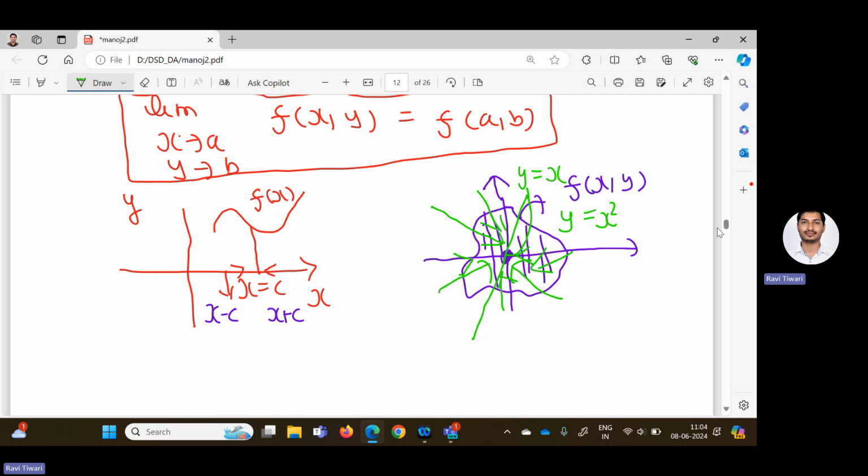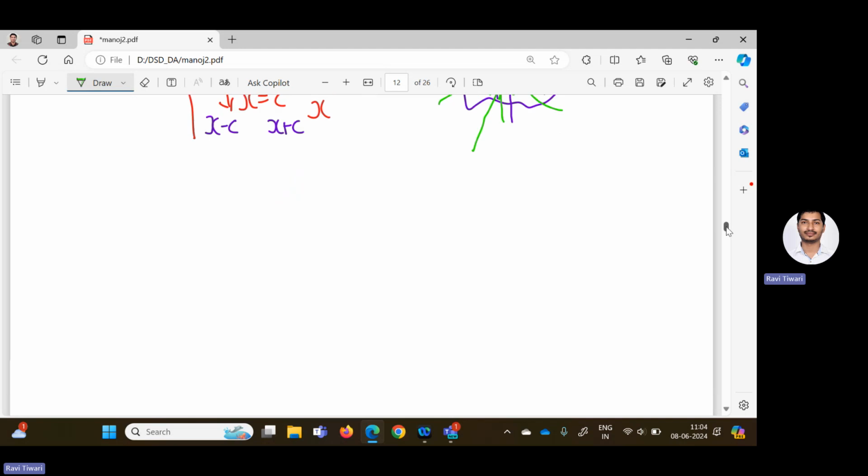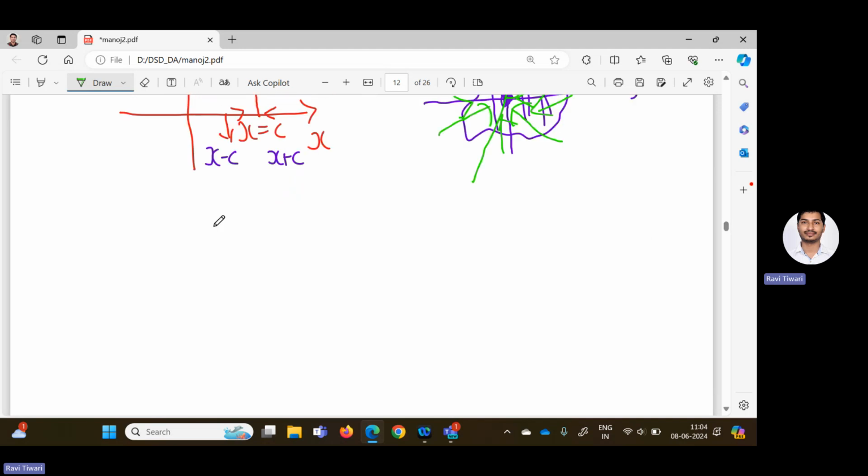So how will you check continuity in two variable? I am going to take a simple example, and then I will tell whether there is any connection between partial derivative and continuity: does one imply the other, or does neither imply the other? I will explain what the connection is between partial derivative and continuity, but first let me explain an example.